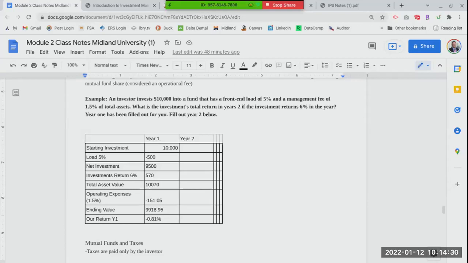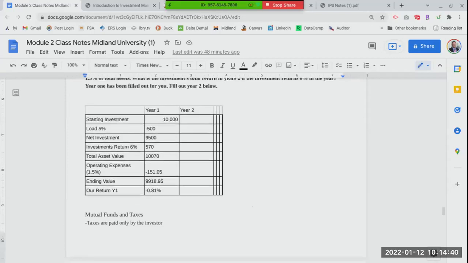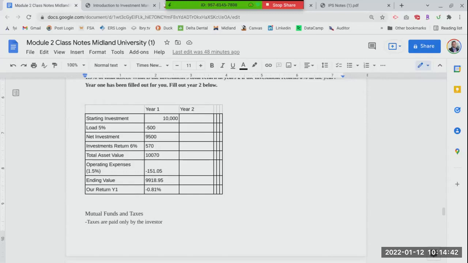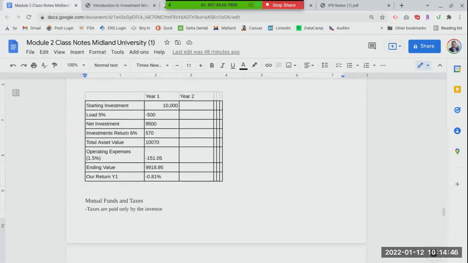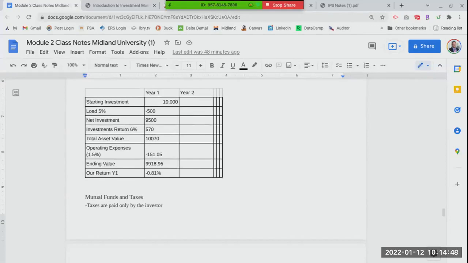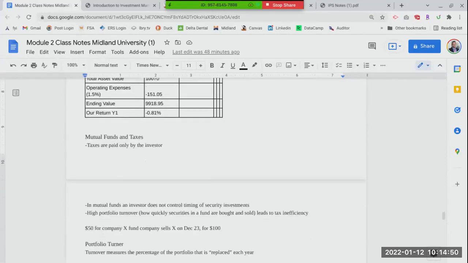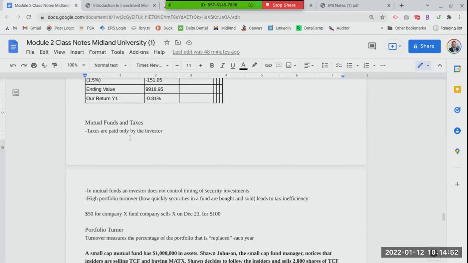For year two, it's going to be similar, except we're not going to be paying our front-ended load. But I'll let you guys fill out year two. So as you can tell, these can really eat into your returns and are important to be paying attention to.